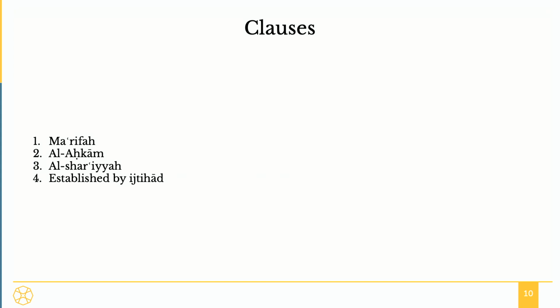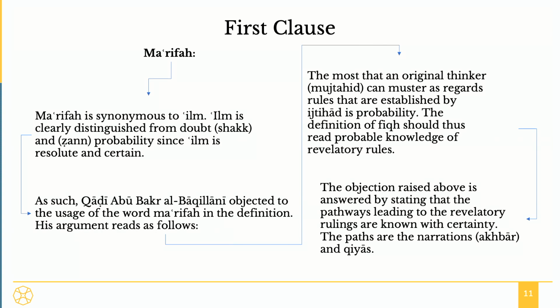The definition reads ma'rifatul ahkam. The word ma'rifah is mentioned. We translated the word ma'rifah as knowledge. Al-ahkam, we said were rules. Al-shar'iyyah means revelatory rules. Now, what is meant thereby? Established by ijtihad. So we find that there are 4 clauses to the definition. Each clause seeks to include something into the definition, and at the same time also seeks to exclude something from the definition. So let's look at the first clause, and these clauses are all very interesting.